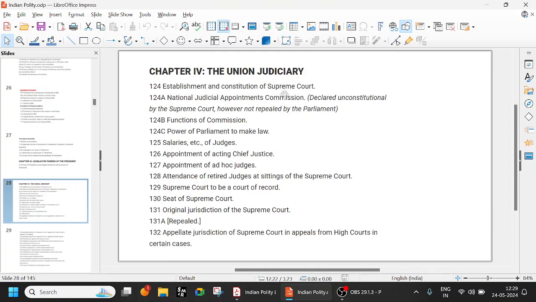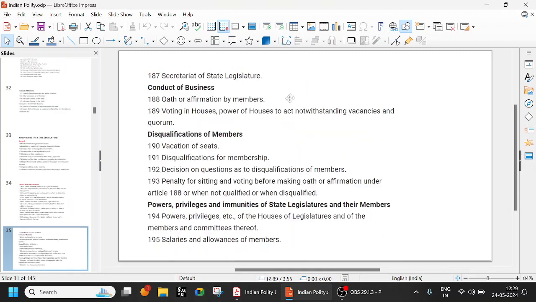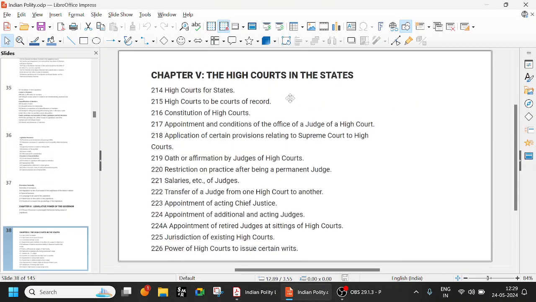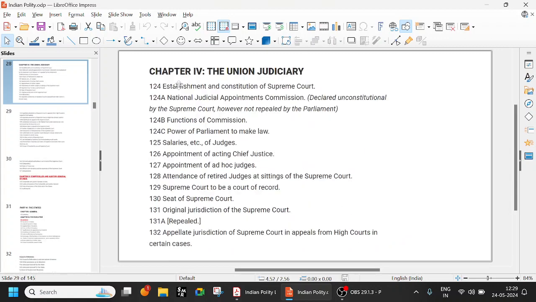124 is the establishment and constitution of the Supreme Court, and 214 is the High Courts. Chapter 4 is the Union judiciary, and chapter 5 is High Courts in states. That is 1 to 4. This is 214, so easy to remember. High Court of a state is 214 and 124 is Union judiciary. And all these things are important.